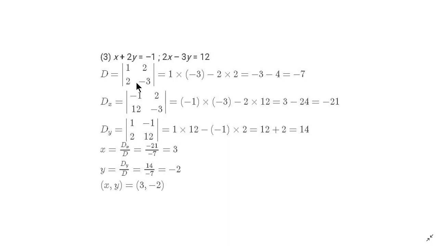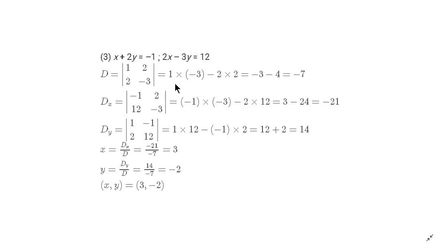D is equal to 1, 2. Right? X has a coefficient 1. We generally don't write the 1 value when it is multiplied with x. 1, 2, and 2, minus 3. This is the D determinant. Then replace the coefficients of x, which are 1 and 2, with the constants minus 1, 12, and 2, 2, 3. Then replace the coefficients of y, which are 2 and 3, by 1, minus 1, 12. Right? Then calculate these values.